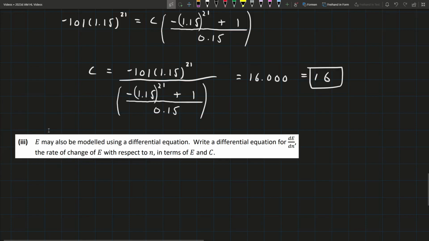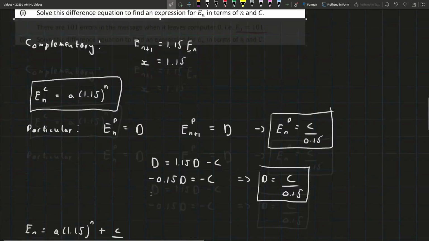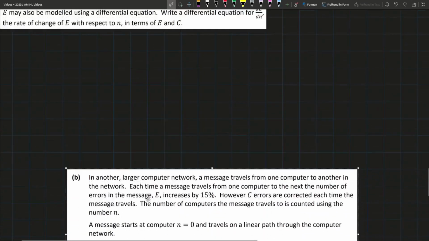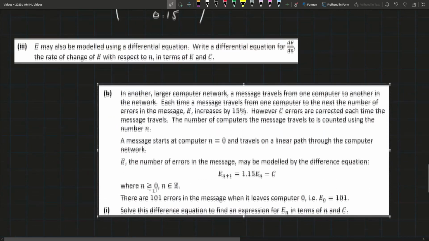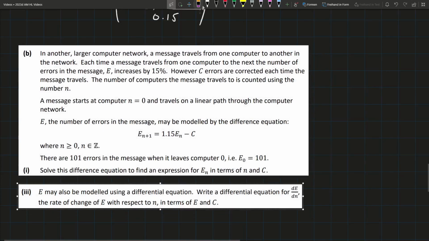Finally, we're asked to model this using a differential equation, dE/dn, the rate of change of E with respect to n, in terms of E and C. So I'm going to copy down this original question, just so that we can have a look at it a bit more easily. The words that they use, and we can figure out a differential equation. I highlighted two important things earlier, but I forgot to copy them down: the number of errors increases by 15% each time it travels from one computer to the next, and C errors are corrected every time the message travels.